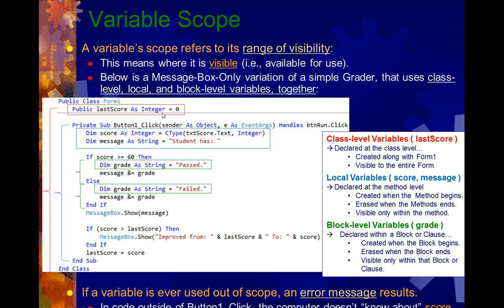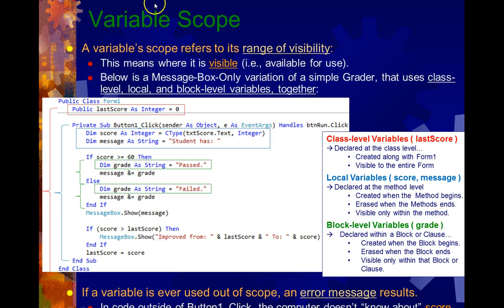Dim last score as integer. So then what's the scope of this variable? When will it be let go? So it's not inside this subroutine. So it doesn't matter if this subroutine runs or not, it's still going to be held on to. Actually, it's inside this thing here, public class form, down to here. Basically that means our form, the form that you put all the buttons and everything on. So as long as that form is around, this variable will exist. When we get rid of that form, when we close the form, this variable will be let go. The computer won't hold on to that memory space anymore.